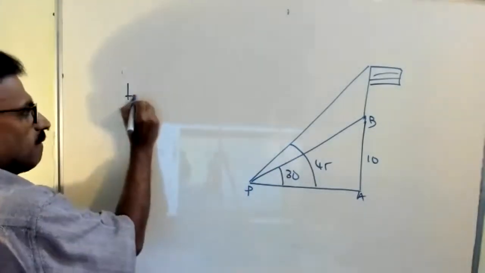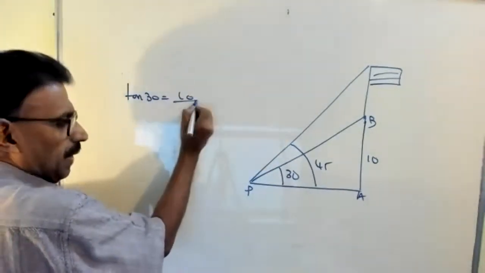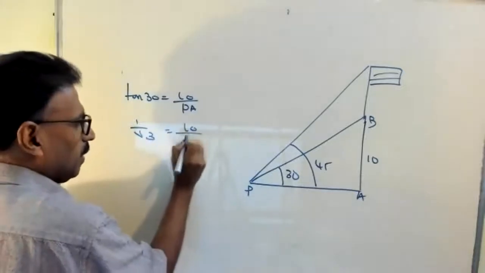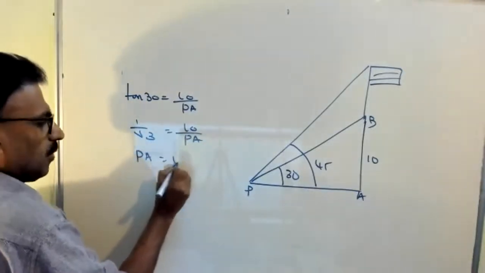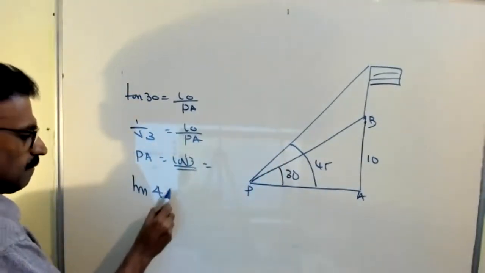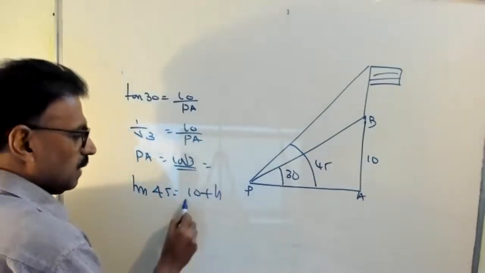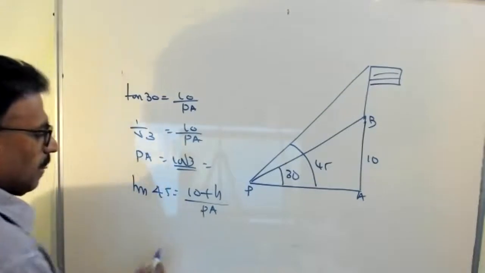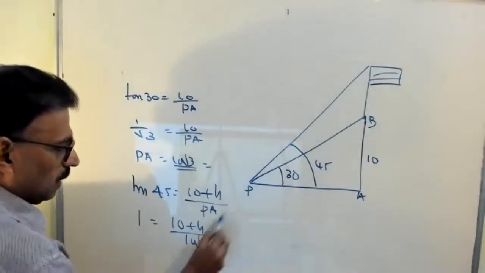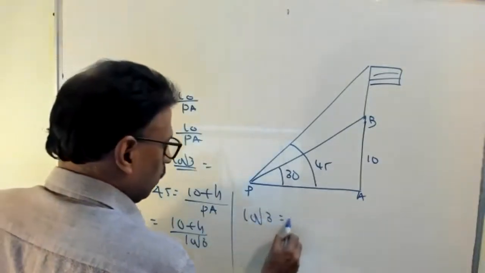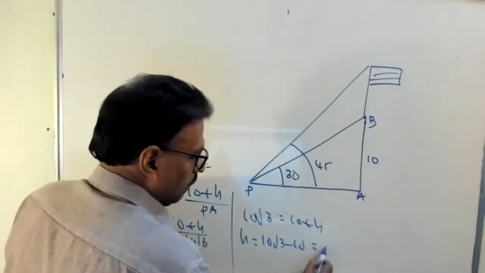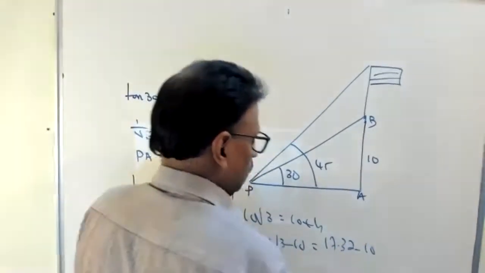Now, tan 30 equals 10 by PA. 1 by root 3 equals 10 by PA, so PA equals 10 root 3. Tan 45 equals 10 plus H divided by PA. Tan 45 is 1, equal to 10 plus H by 10 root 3. That is 10 root 3 equals 10 plus H, so H equals 10 root 3 minus 10, that is 17.32 minus 10, 7.32.